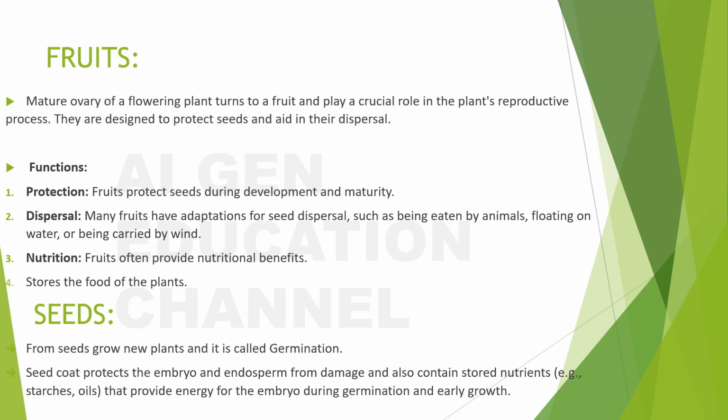Next topic is fruits. The mature ovary of a flowering plant turns into a fruit and plays a crucial role in the plant's reproductive process. They are designed to protect seeds and aid in their dispersal. Okay. In the last slide, I hope you remember, right? I told you that after the pollen reaches the ovary, this ovary becomes fruit, right? And what happens to these ovules? Ovules will become seeds, right? So these two play a crucial role in the reproductive process.